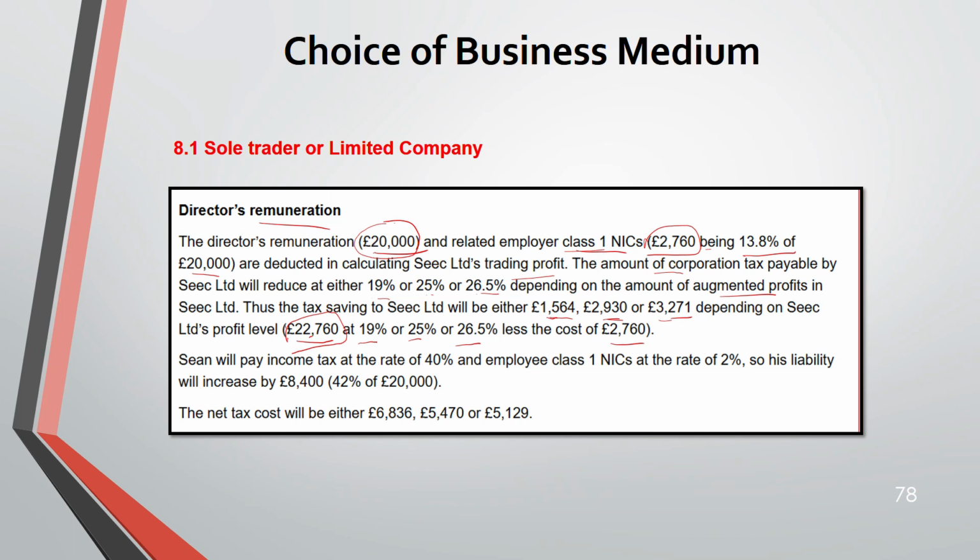Because he is a higher rate taxpayer, he will be chargeable to 40% tax and employee's class 1 NIC at 2%. So this liability will increase: 40% of income plus 2% of NIC, 42% of 20,000, is 8,400. So the tax cost could be this, this, or this, because we don't know the corporation tax limit. It could be 19%, 25% or 26.5%. Based on that, they are adding this 8,400. For example, if 8,400 is added to 1,564.